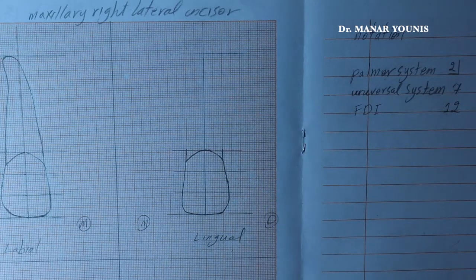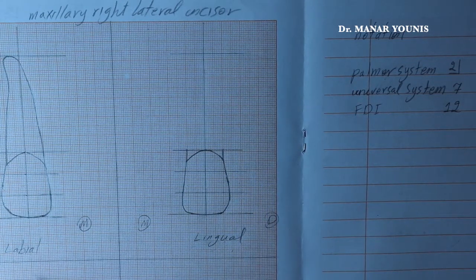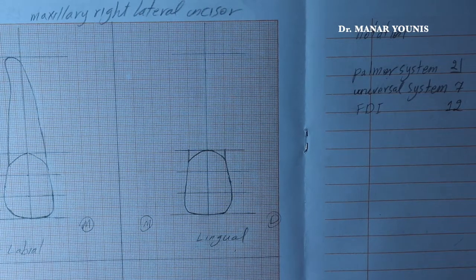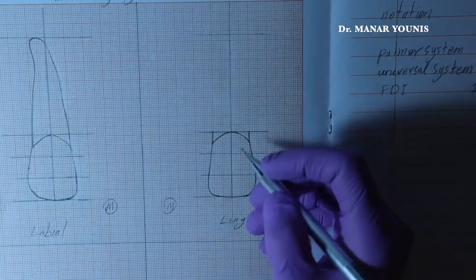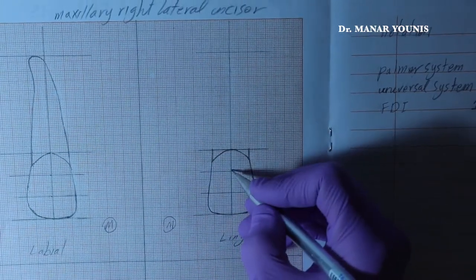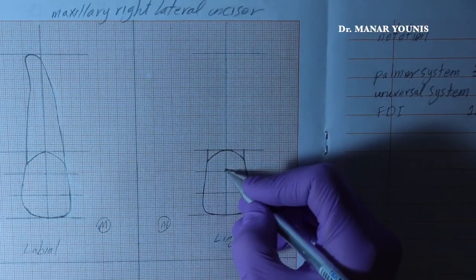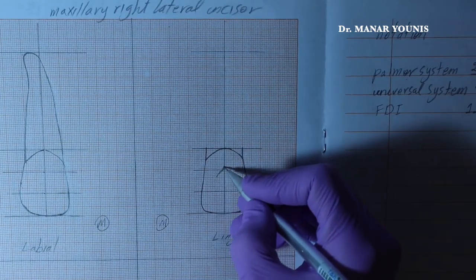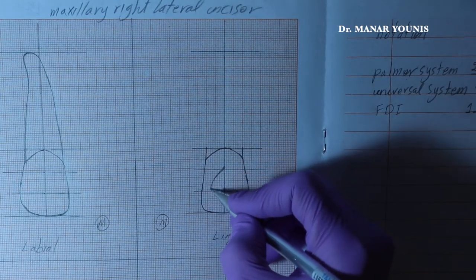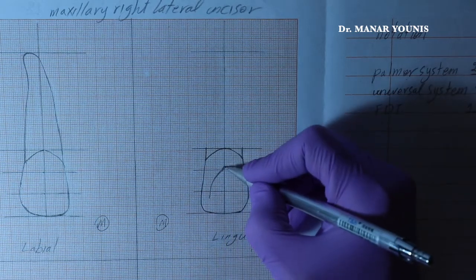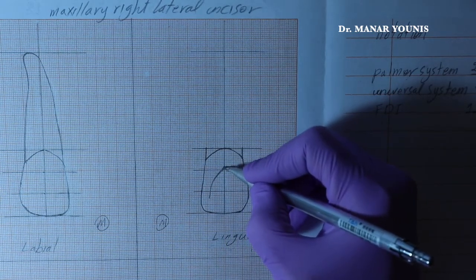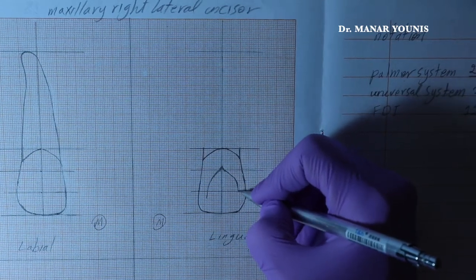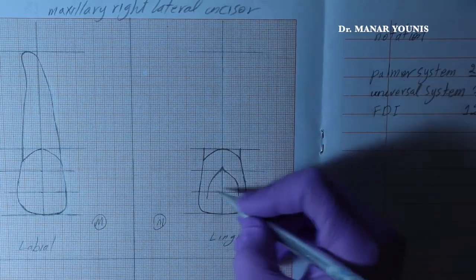The only difference between the lingual and labial aspects is the surface anatomy of the lingual surface of the crown. In the cervical third, we have the cingulum, which is prominent. I'll draw it like this. And this is the mesial marginal ridge. And this is the distal marginal ridge. Both are more prominent than those in the central incisors.